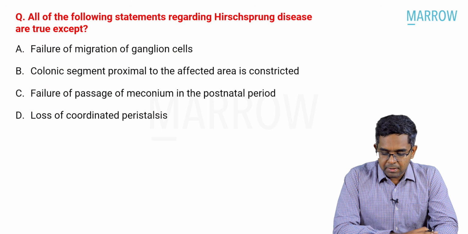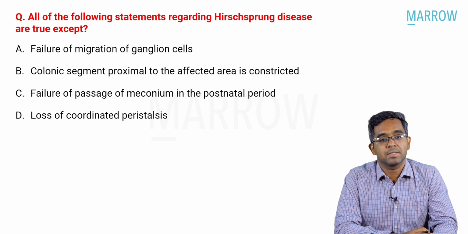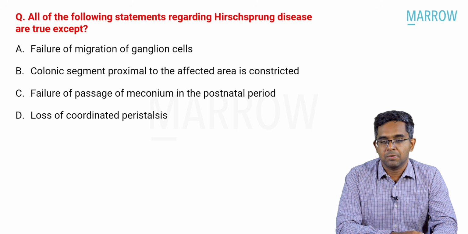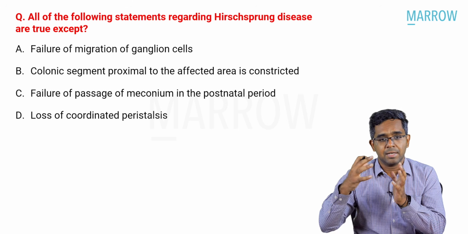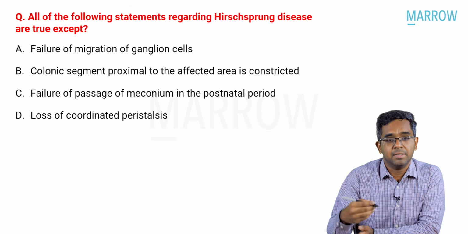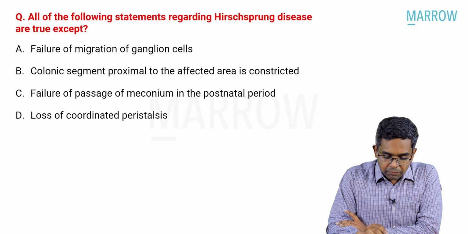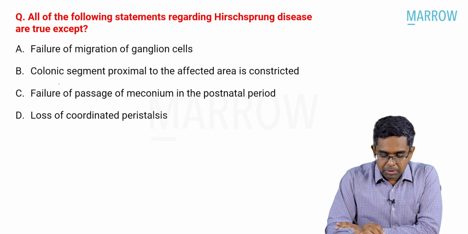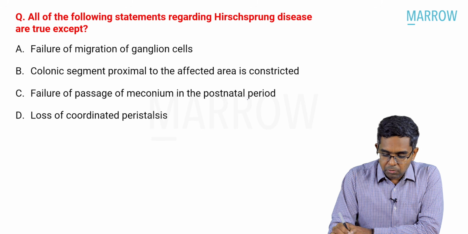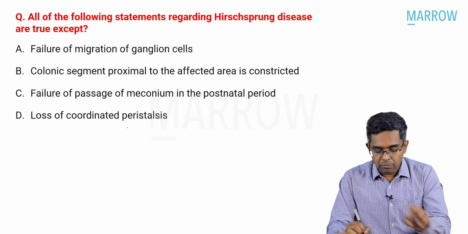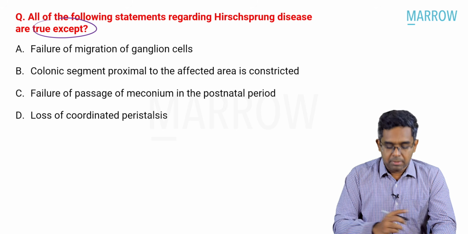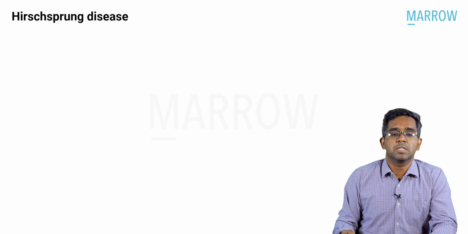All of the following statements regarding Hirschsprung disease are true except. We all know about this famous condition of Hirschsprung disease, which is aganglionosis, right? Congenital aganglionosis. Let's discuss it elaborately a little later. First, look at the options and try to form an answer for yourself and then check with the final answer. Option A: failure of migration of ganglion cells. Option B: colonic segment proximal to the affected area is constricted. Option C: failure of passage of meconium in the postnatal period and loss of coordinated peristalsis. Which is the false statement? That means true except. Let's see some quick points about Hirschsprung disease.